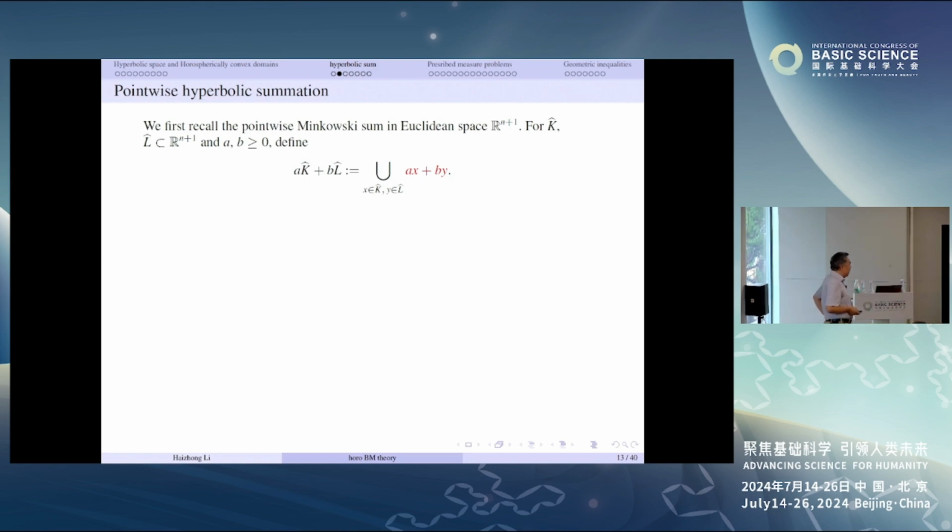The Euclidean case is simple, because we recall the pointwise Minkowski summation in Euclidean space. Given K hat and L hat, two domains in Euclidean space, and a, b non-negative real numbers, we can define aK hat plus bL hat as the union of ax plus by for every x belonging to K hat and every y belonging to L hat. It's just a linear combination. This is the summation.